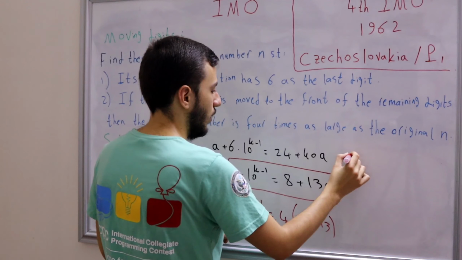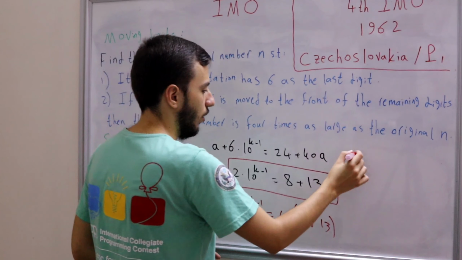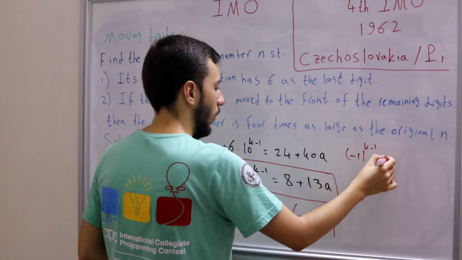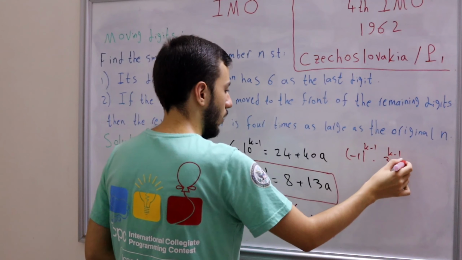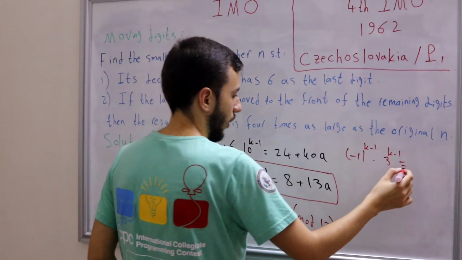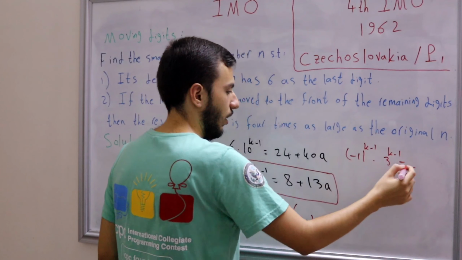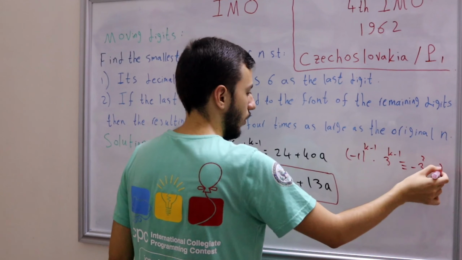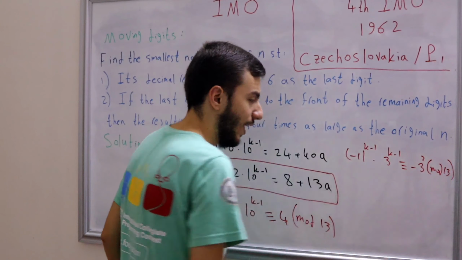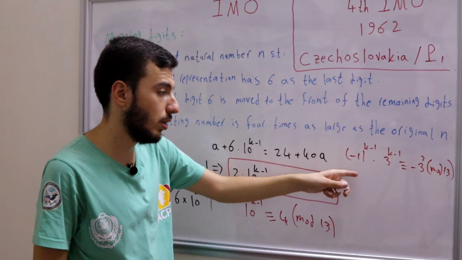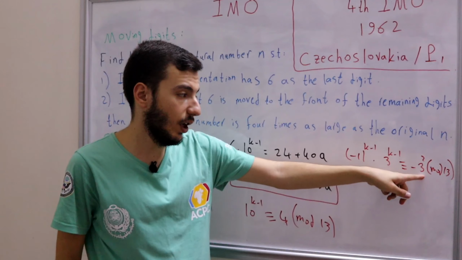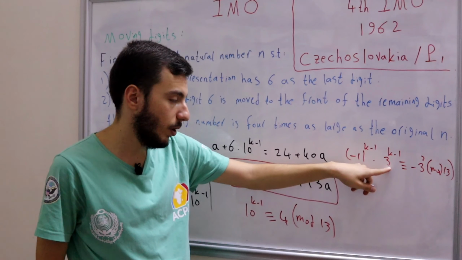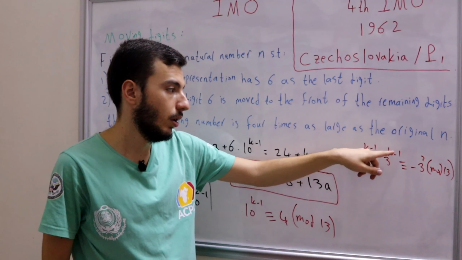So now we know that minus 3 is just minus 1 to the k minus 1 times 3 to the k minus 1, which is congruent to negative 9. Basically, negative 9 is just minus 3 squared modulo 13. Now that's really useful, because now we can divide by 3 squared, since it's coprime with 13. So if we divide by 3 squared, this will be 3 to the k minus 3.